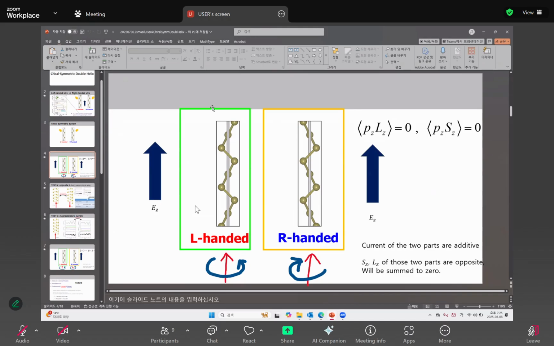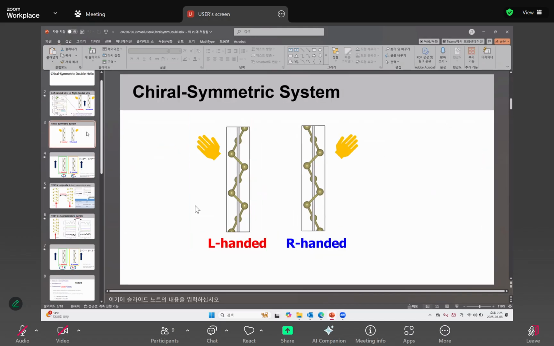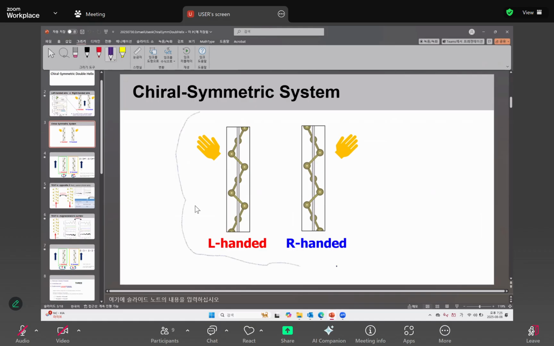Suppose we have two wires in our system. Suppose we have two wires. Let's say that we have two wires.